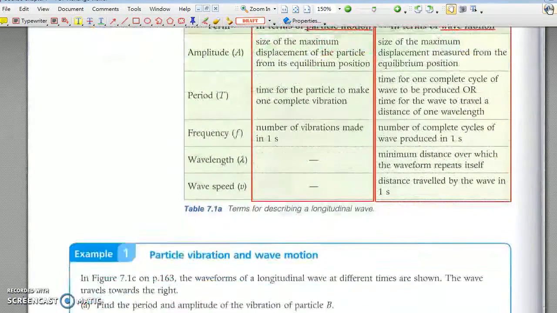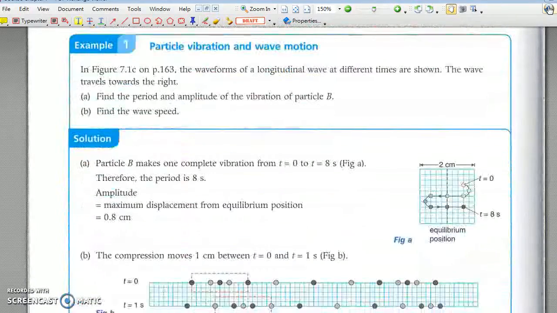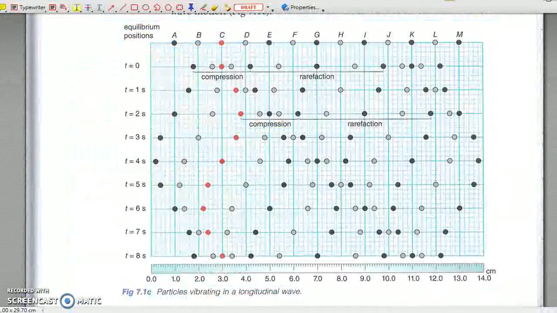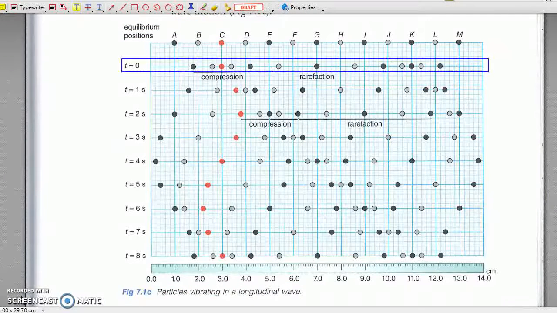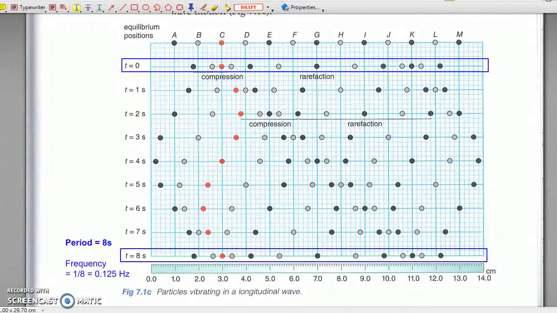Example 1. Particle vibration and wave motion. Refer to page 163. The wave repeats itself in 8 seconds. This is the period of the wave motion and also the period of the particle vibration. The frequency is given by 1/8 Hz. The amplitude of vibration of particle B, which is gray in color, should be the displacement at t equals 1 second, which is 0.8 cm.